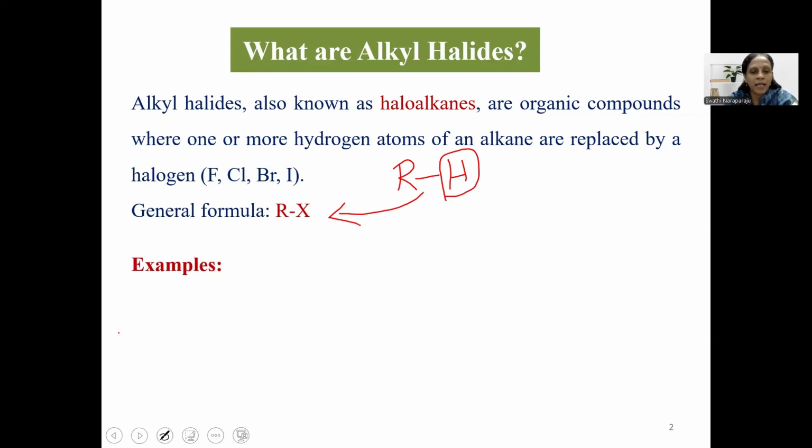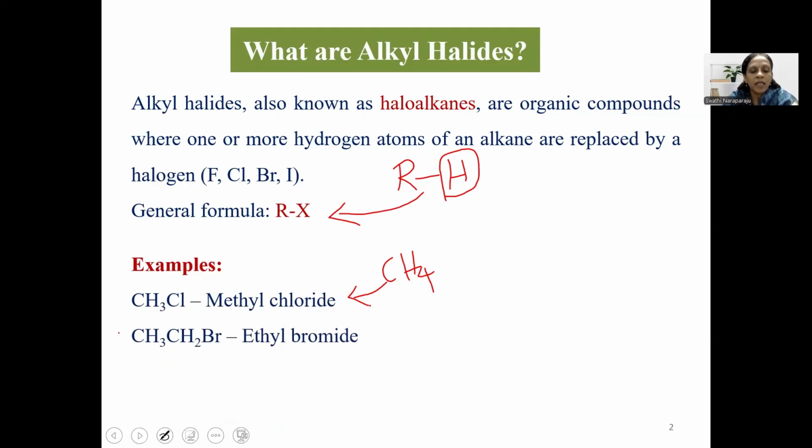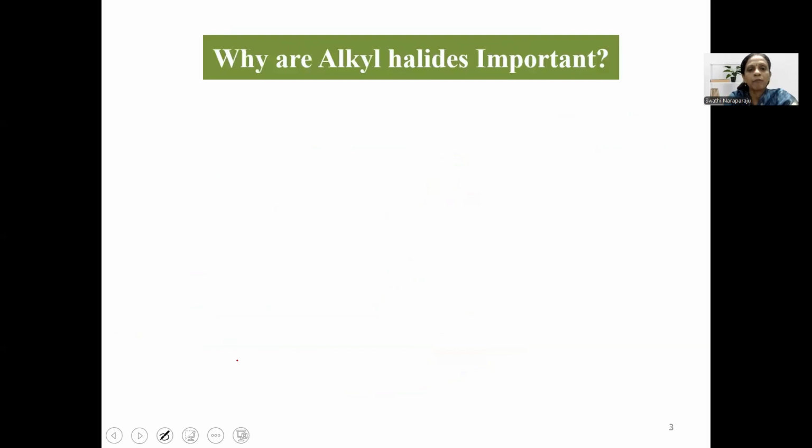A few examples of alkyl halides: if you replace one of the hydrogens in methane with chlorine, we get methyl chloride. Similarly, this is the structure of ethane. When you replace one of the hydrogens in ethane with bromine, we get ethyl bromide. So these are a few examples of alkyl halides.